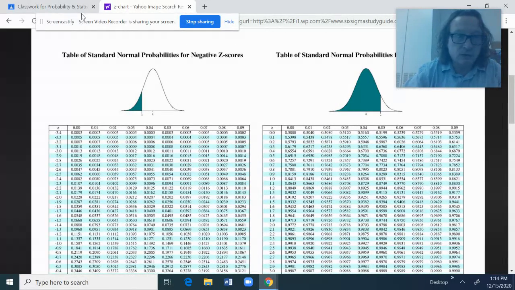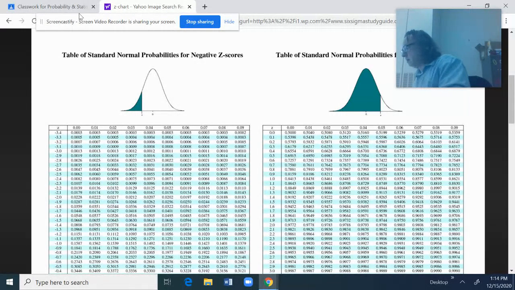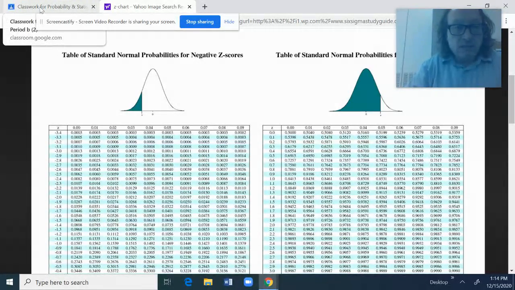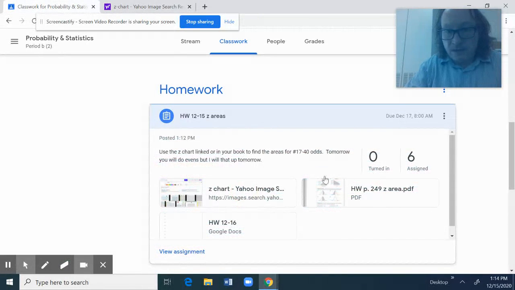So you need your Z chart. There's one in the book, in the back of the book. It's A16. So if you prefer, you can use this one. It's the same thing as the one you're looking at. It does the same thing. Depends on if you have a book or not.